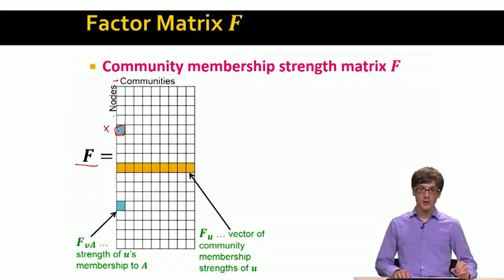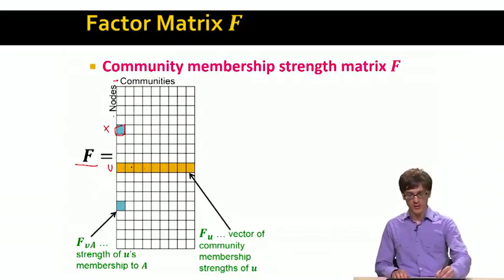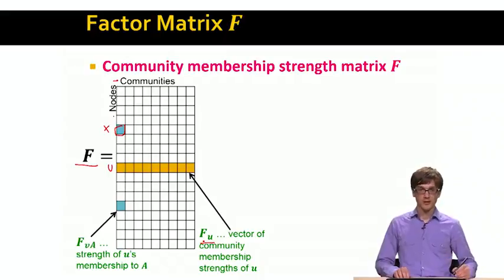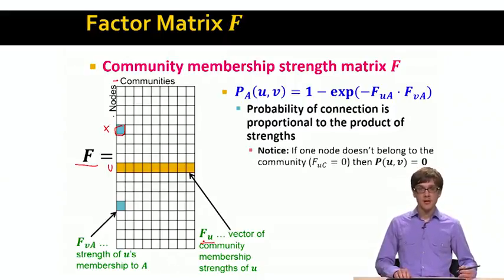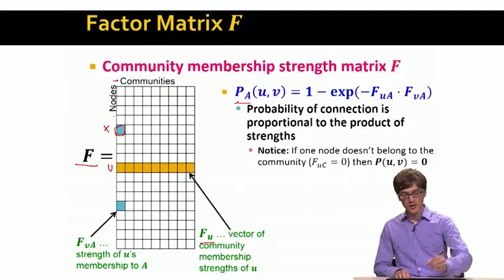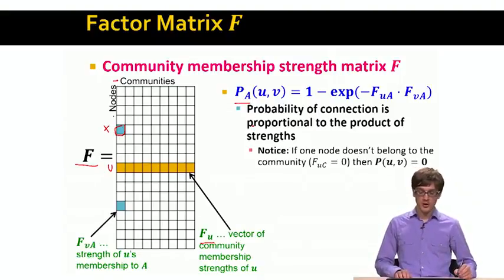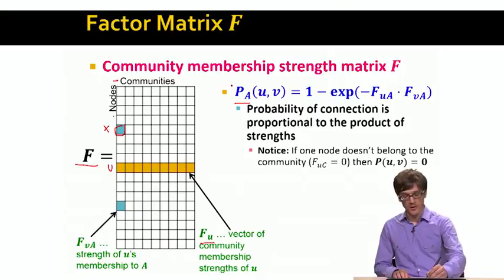If we think of a single row as a description of which communities a given node is a member of, and to what strength, we can think that this completely specifies the community structure of our network. For every node, we know what communities it belongs to. We can think of every row as a simple vector of community membership strengths for that node. As we have discussed, now the question is, how do we compute the probability of a connection? The probability of a connection is simply proportional to the product of the strengths of the two nodes. We have already seen the equation.